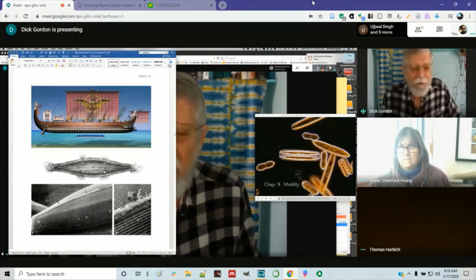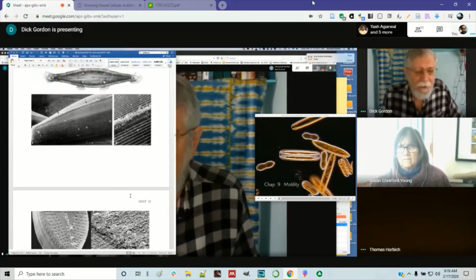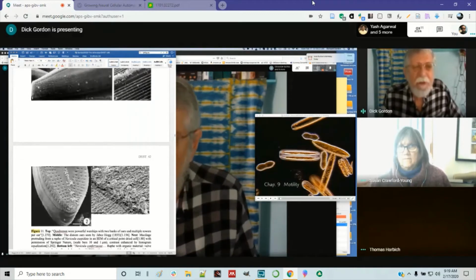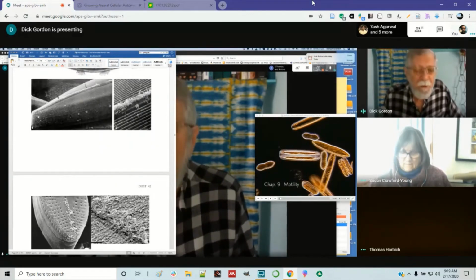However, maybe he wasn't so wrong, because the same Leslie Edgar made these pictures of little fibers sticking out from the diatom along the slit, which was discovered later, called the raphe.